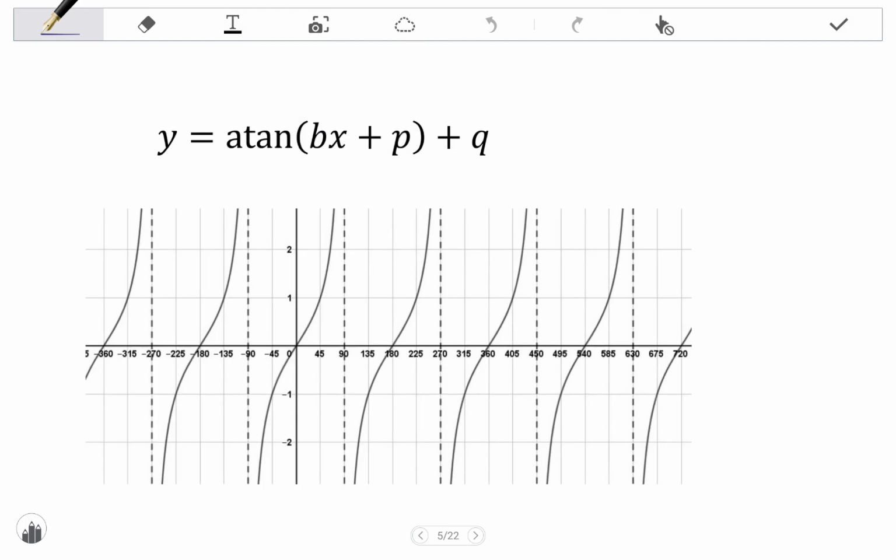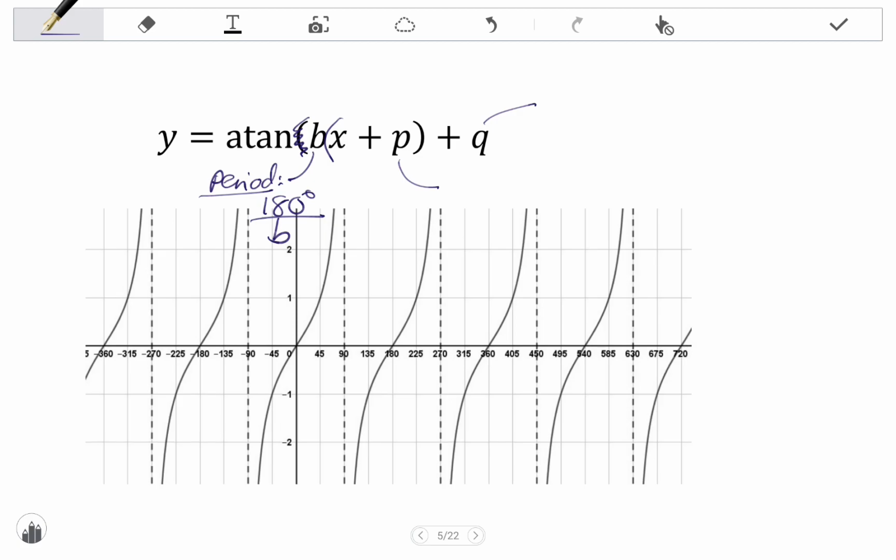Now looking at the tan equation, Q is the same, vertical shift. P is the same, horizontal shift, they work the same way. Sorry, I'm just going to change this to having B outside the bracket there. Now, B again is my period change, but I just have to remember that for a tan graph, the period is 180 degrees. So my formula for finding the new period is 180 degrees divided by B.